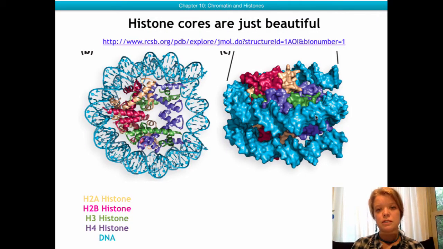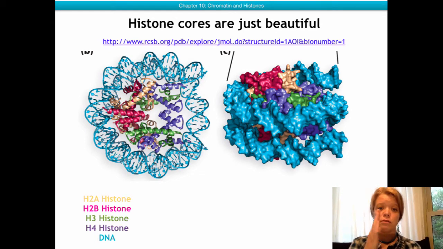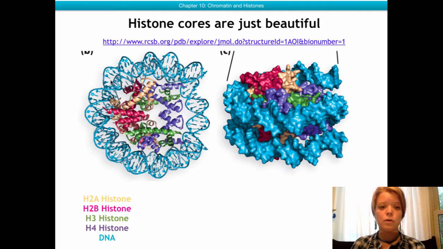Here are the pictures that you guys can see in your book. So this is the face view of a nucleosome, where you can see the DNA, but you can't appreciate that the DNA wraps twice around the histone complex. And here you have a space filling model of the DNA wrapping around, looking through the side, where you can see two DNA helixes attached to one histone. The color coding throughout this chapter of the book is very nice. The 2A is always yellow, 2B is always red, 3 is always green, and 4 is always this purplish blue.